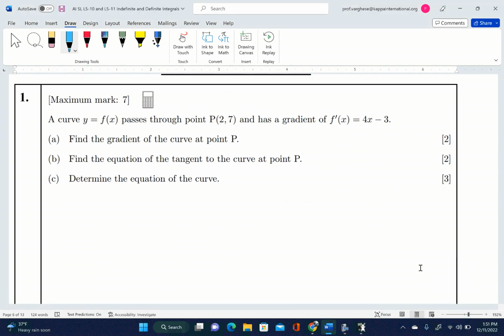All right, so first IB question, they're telling us a curve passes through this point. So the first number is our x, the second number is our y, and they're saying that it has a gradient of, and they gave us the derivative, okay? So find the gradient of the curve at point P, right? That just means we're going to take 2, which is our x, and plug it in for this x right here because they're already giving us the formula for the gradient. So it's just going to be 4 times 2 minus 3. Okay? So 4 times 2 is 8, minus 3 is equal to 5.